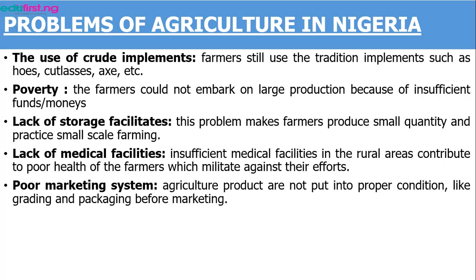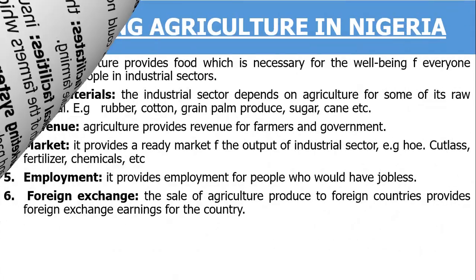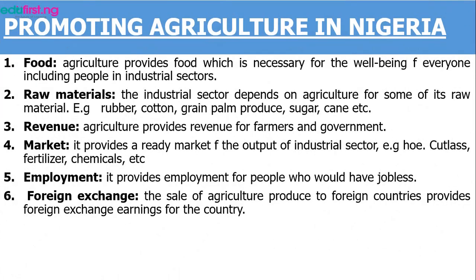So now, promoting agriculture in Nigeria. Why should we promote agriculture? Because it serves as food. Agriculture provides food which is necessary for the well-being of everyone, including people in the industrial sector. It serves as raw materials. The industrial sector depends on agriculture for some of its raw materials, e.g. rubber, cotton, grain, palm produce, sugarcane, etc.